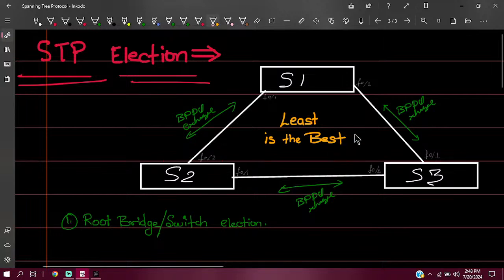So whatever entity would be of the least value, that will be the best possible option or best possible solution for spanning tree. Always remember. Now, तो root bridge कौन होगा? Devices BPDU exchange कर रहे हैं.